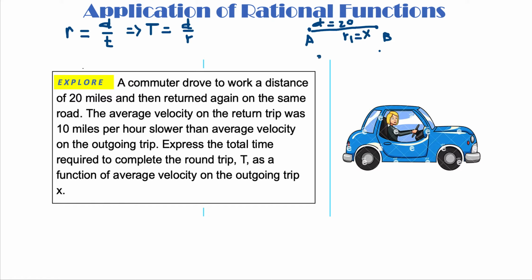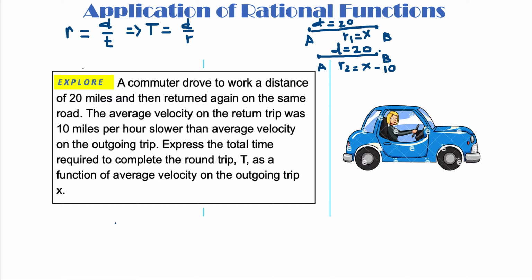It's not given. And then we have the distance from work to home. So this is the same distance, from B to A. And so the distance is the same, 20 miles. But what changes here is the rate, because the velocity here says the return trip was 10 miles per hour slower than the average rate. It means that this velocity r2 is going to be x minus 10. So it means 10 miles slower, so x minus 10.